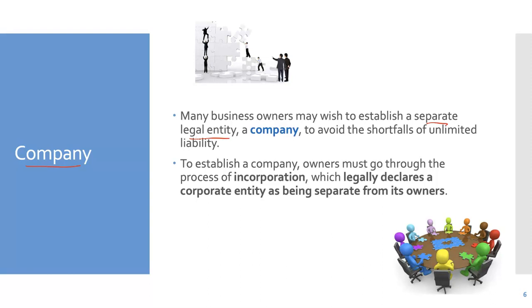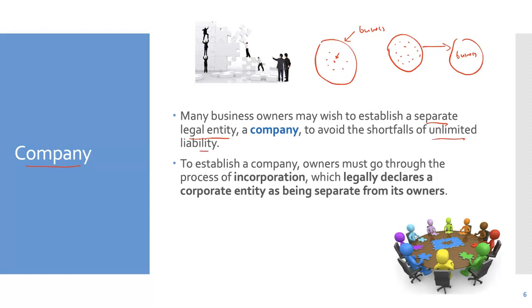So if you think about a partnership and a sole trader, they kind of were together. So if that's a sole trader owner, or if we have lots of them as a partnership, they are still the same entity as the business. But a company, which might have lots of owners or only a few, and we'll learn about that in a second, is actually a separate legal entity to the business. So that solves some of the issues, and it solves the particular shortfall of unlimited liability.